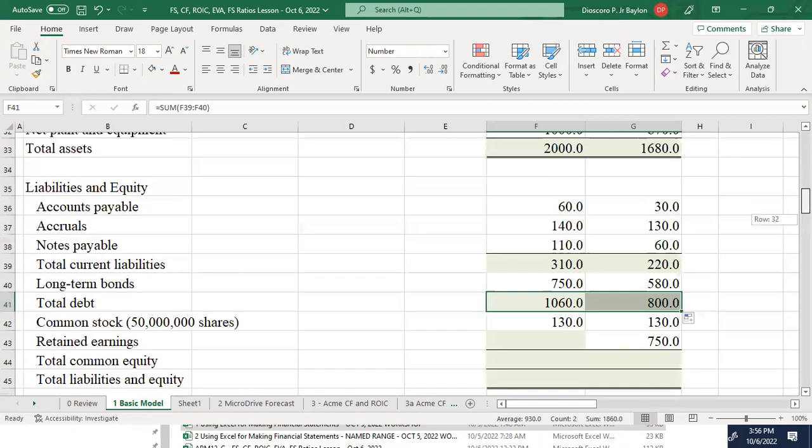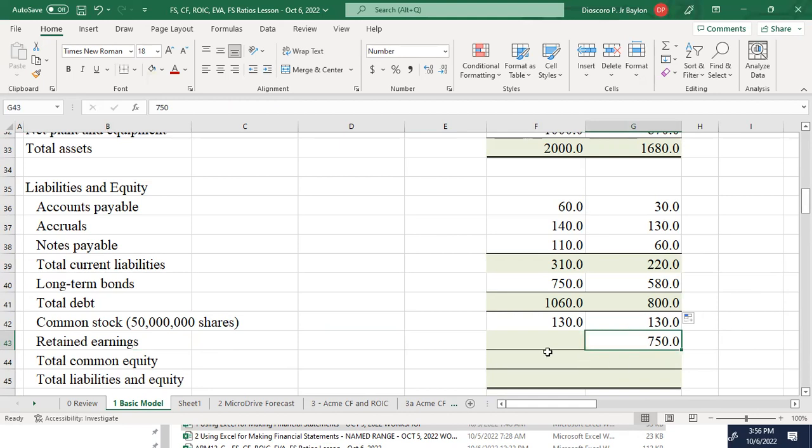Okay. Now, is this a corporation or a single proprietorship? We know that it's a corporation because of the presence of common stock. If it's a single proprietorship, there's no common stock. Common stock are shareholdings of owners, of part owners in the business. Okay. And then you have retained earnings. All right. So you have the retained earnings for 2020.